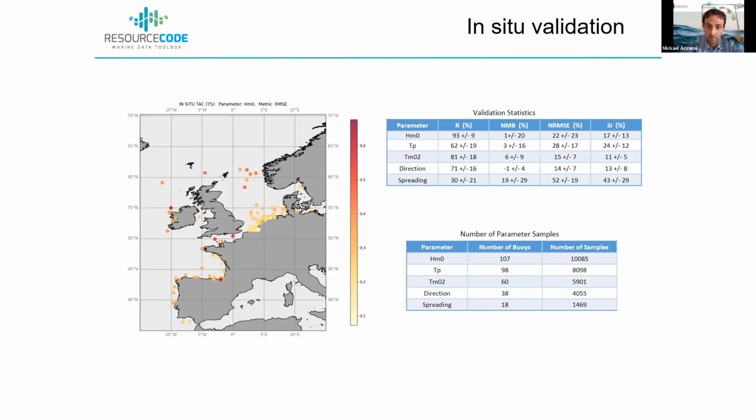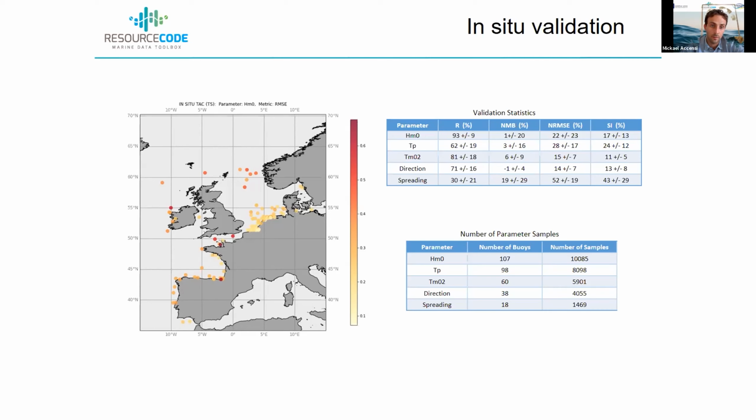And since all those parameters are not available for all the buoys, you have on the table below the number of buoys providing the different parameters and the number of samples. So you can have an idea here of the amount of data used. And so here it's for the whole period covering this HINDCAST.